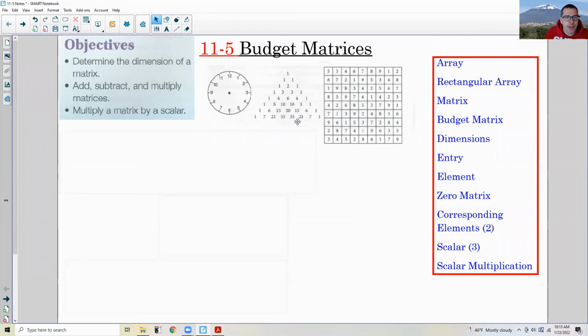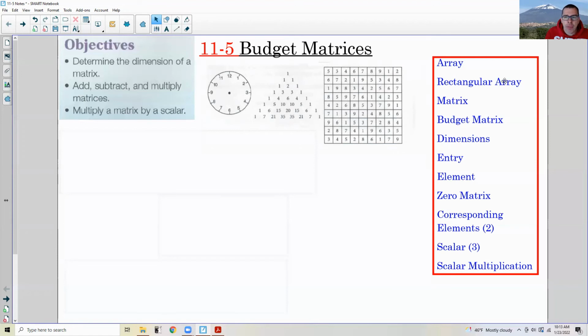This is Pascal's triangle. That is an array. This is a completed Sudoku board. So Sudoku boards are also arrays, an arrangement of numbers. They're not in any order. Well, they kind of are. No number repeats in any row or column. So those are arrays. All right.